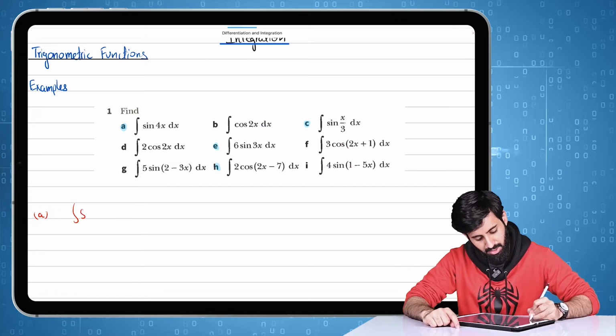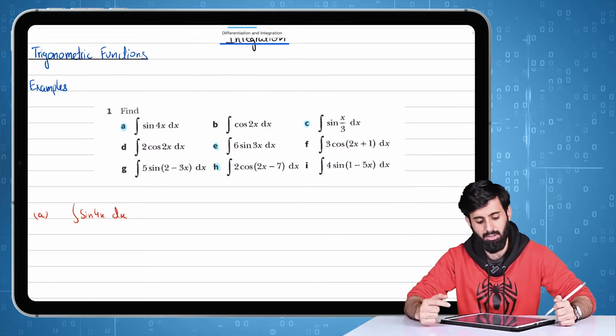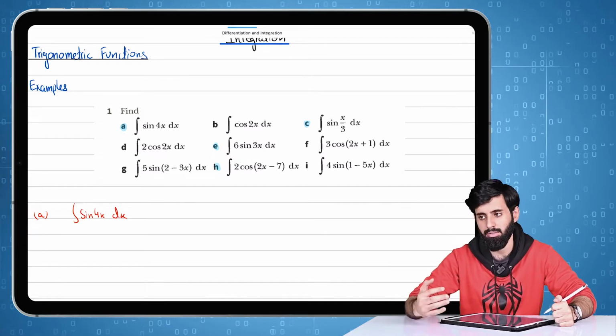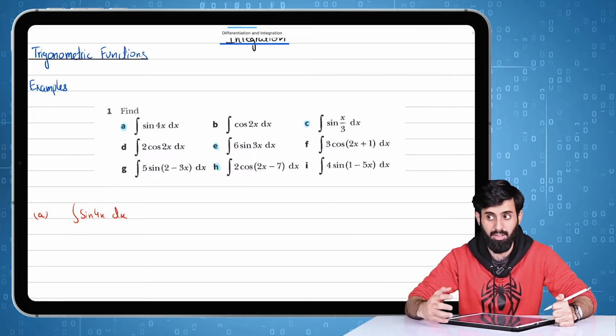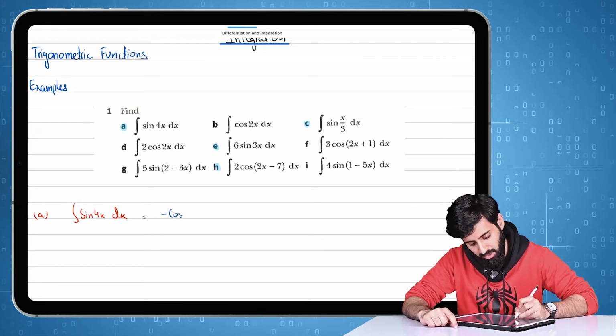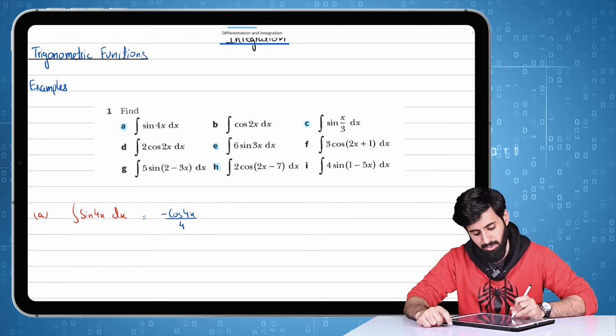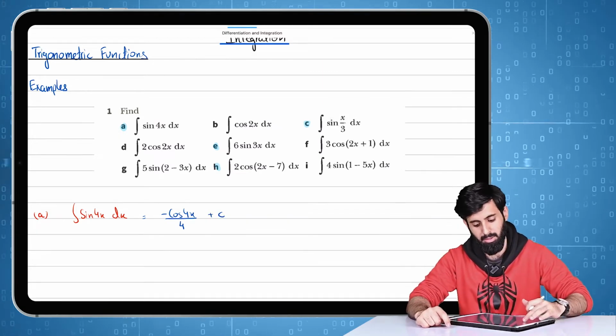So, integral of sine 4x with respect to x. Let's see what that is going to be. Since the differential of sine is cos and the differential of cos is minus sine, the integral of sine would be minus cos 4x, but this time, since the coefficient of x is 4, we'll divide by 4, and then we put a plus c towards the end.